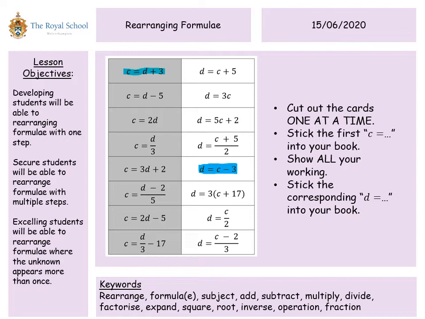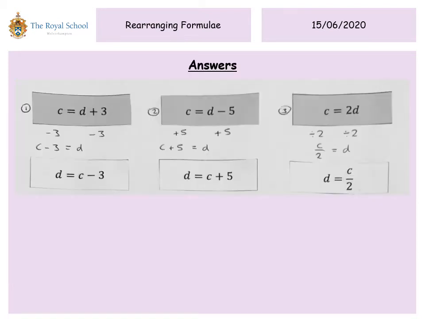So let's run through what we should have. I've got working out with all of these, so you may want to pause at any point just to have a look at what we should have been doing with these. So there are 3 here that we should have matched.